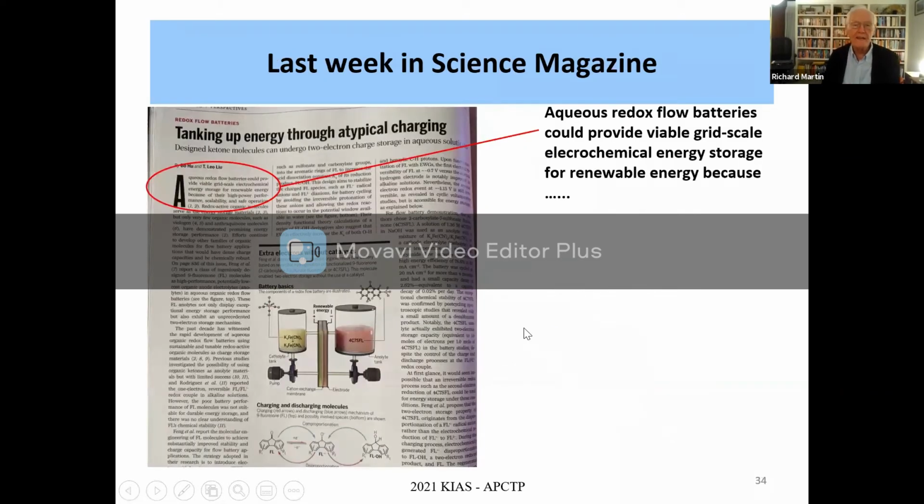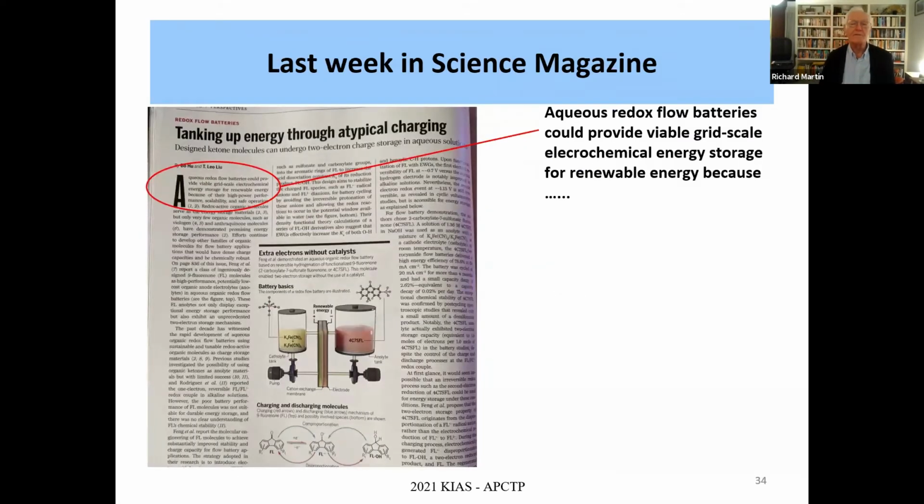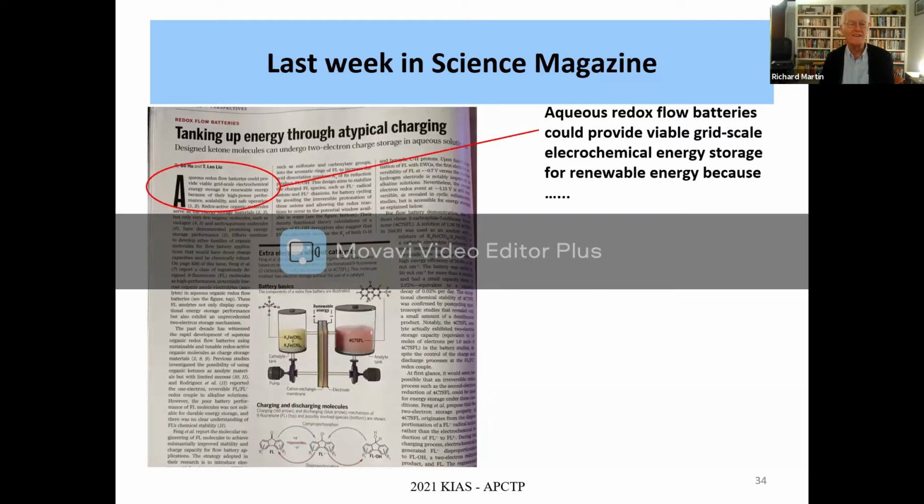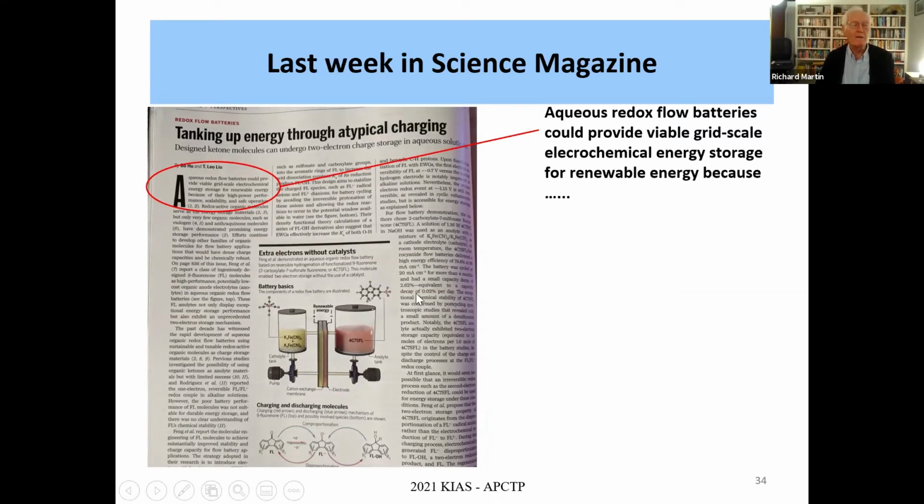So there, like I said, there are thousands and thousands of calculations, and I just wanted to pick out something that I found last week. Actually, this was three weeks ago, when I actually made this slide. But I was looking at Science magazine trying to understand what a flow battery is, because it's supposed to be important for possible mass electrochemical energy storage for renewable energy in the future.